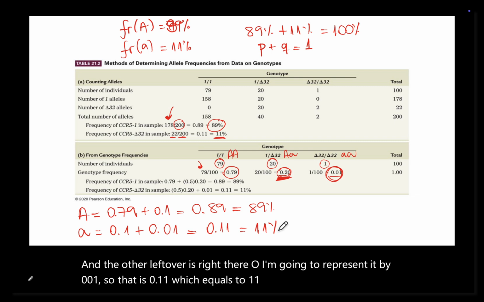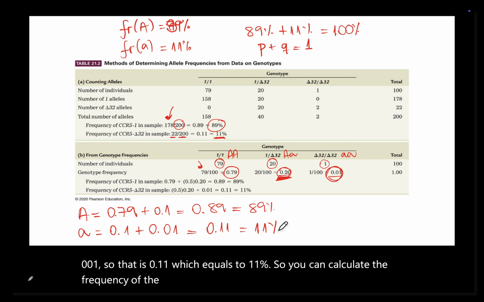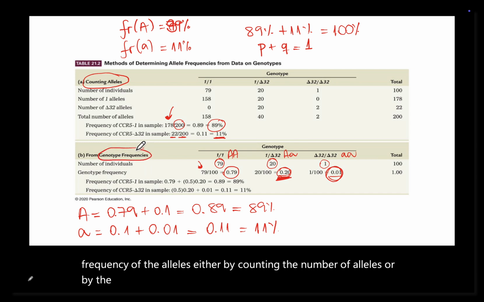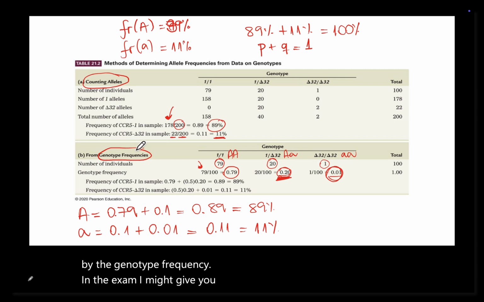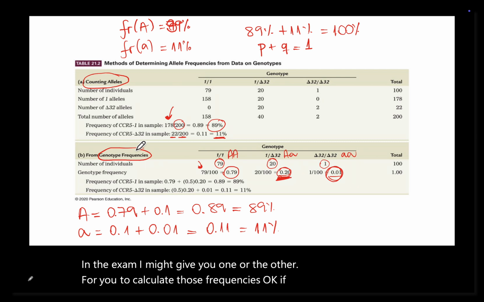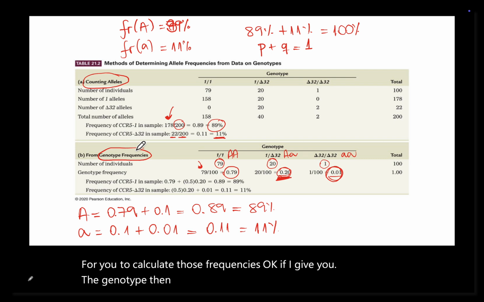So you can calculate the frequency of the alleles either by counting the number of alleles or by the genotype frequency. In the exam, I might give you one or the other for you to calculate those frequencies. Okay? If I give you the genotype, then you can calculate the frequencies using either of those two methods.